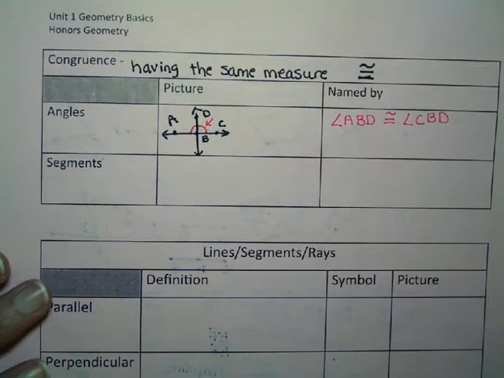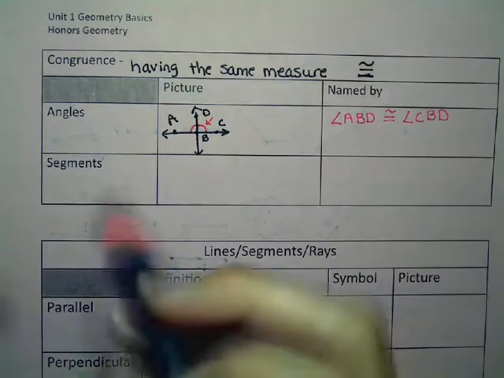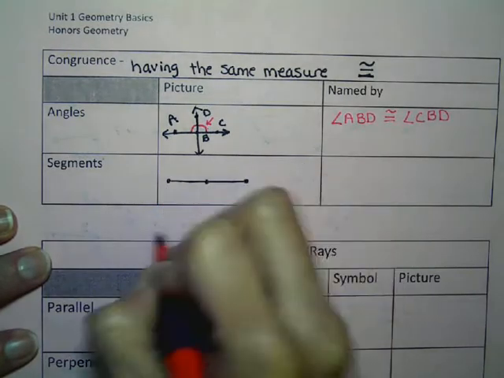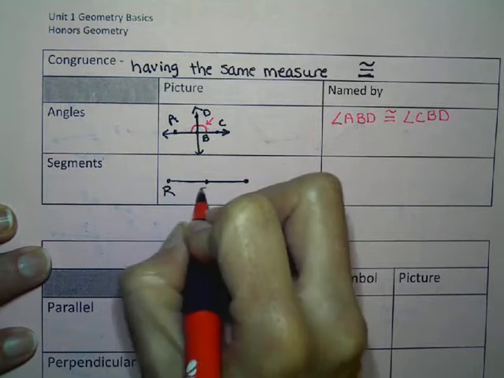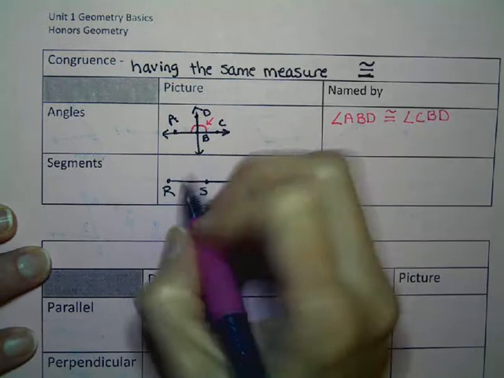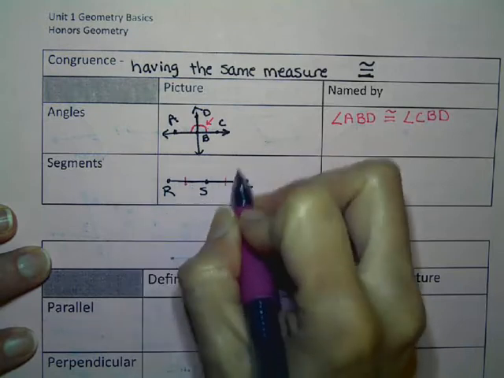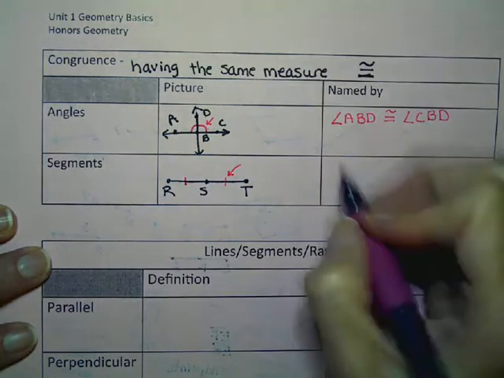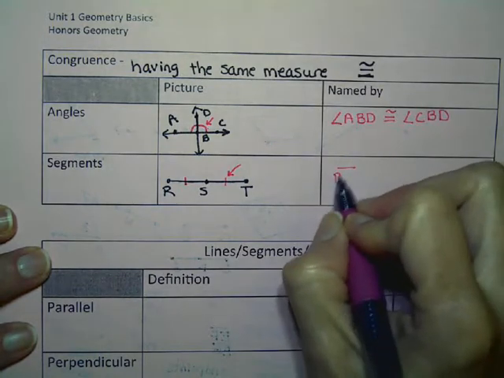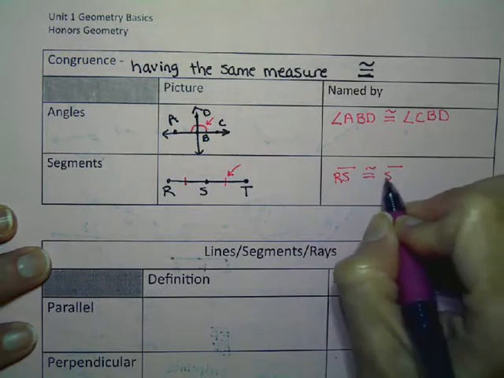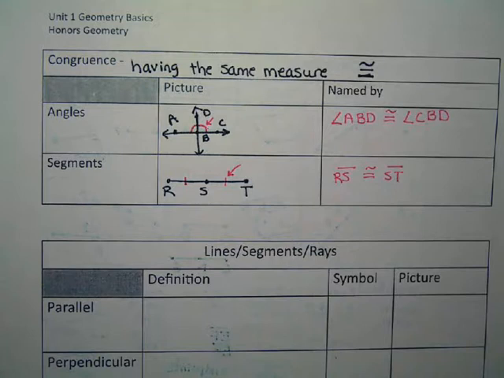And segments, in a picture with segments, this is just one long segment, RST. The way you mark a segment is congruent, you put a little dash mark on those. So that is the symbol for congruence in a picture. And how you would write that, we'd say segment RS is congruent to segment ST. That's the congruent symbol, that's the segment symbol, and that's how you mark it in a picture.